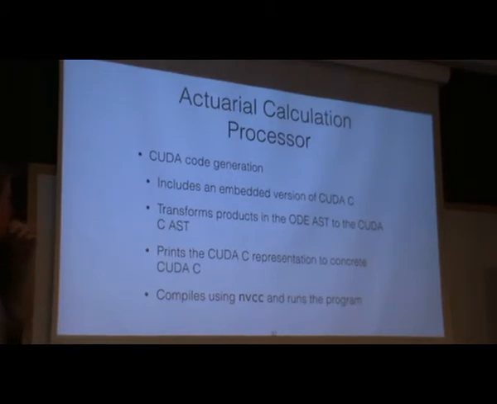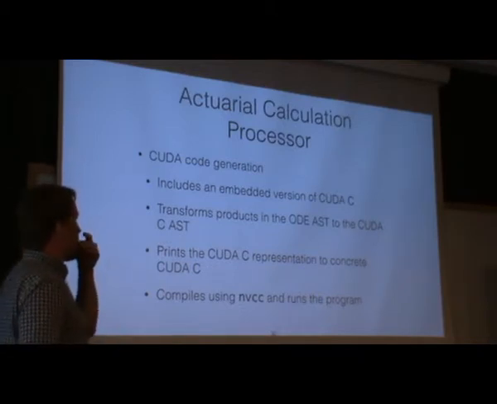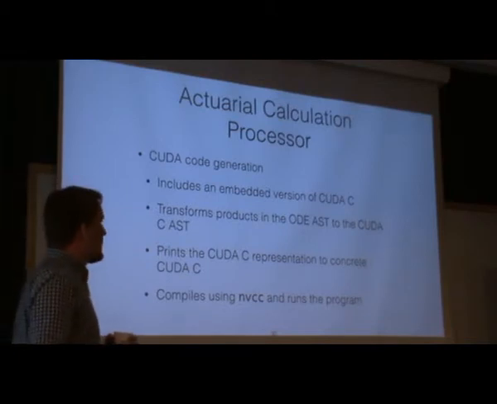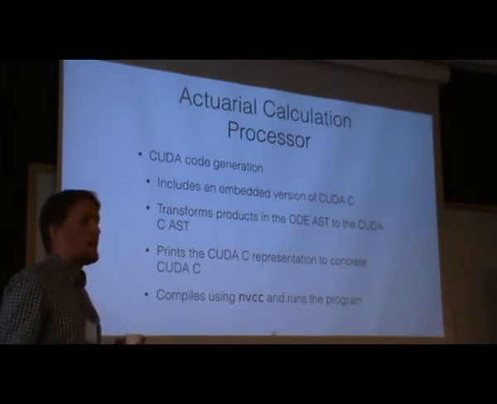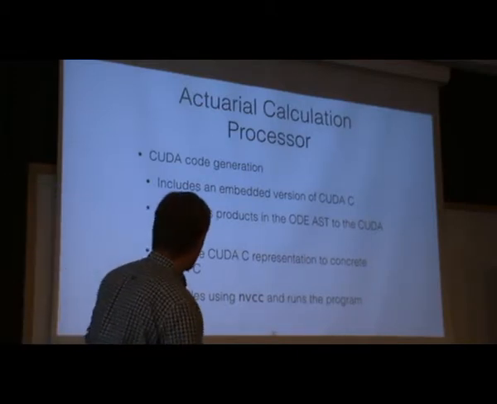We've tried to write it in a modular way, so we have different code generators, and one of them is the CUDA code generator that integrates with CLIRE. We have an embedded version of CUDA C, and we can transform products from the ODE representation to our CUDA C representation. Once we have this, we can print it out to a file and then use the regular NVIDIA CUDA compiler to get our CUDA code.